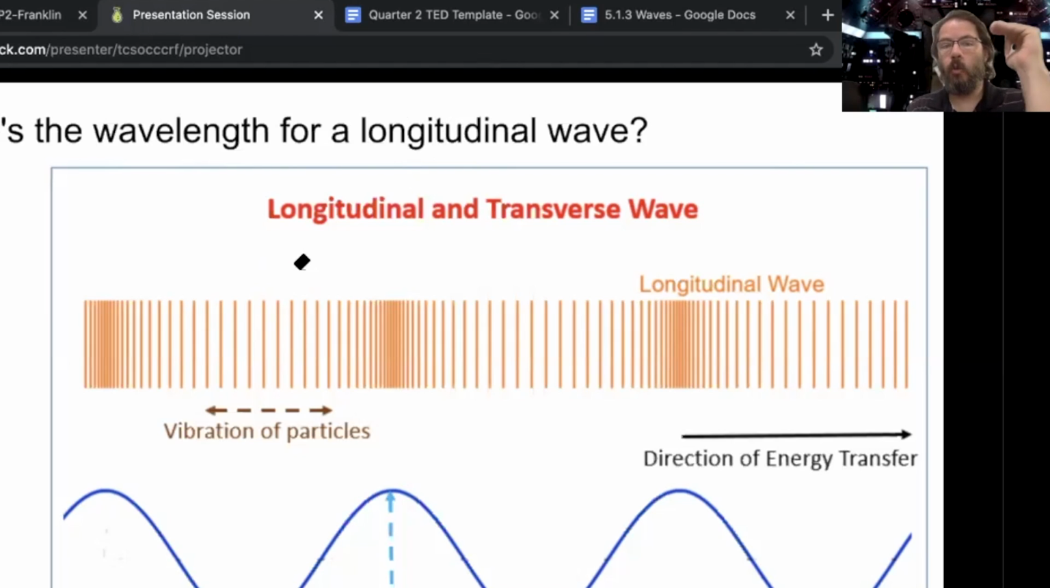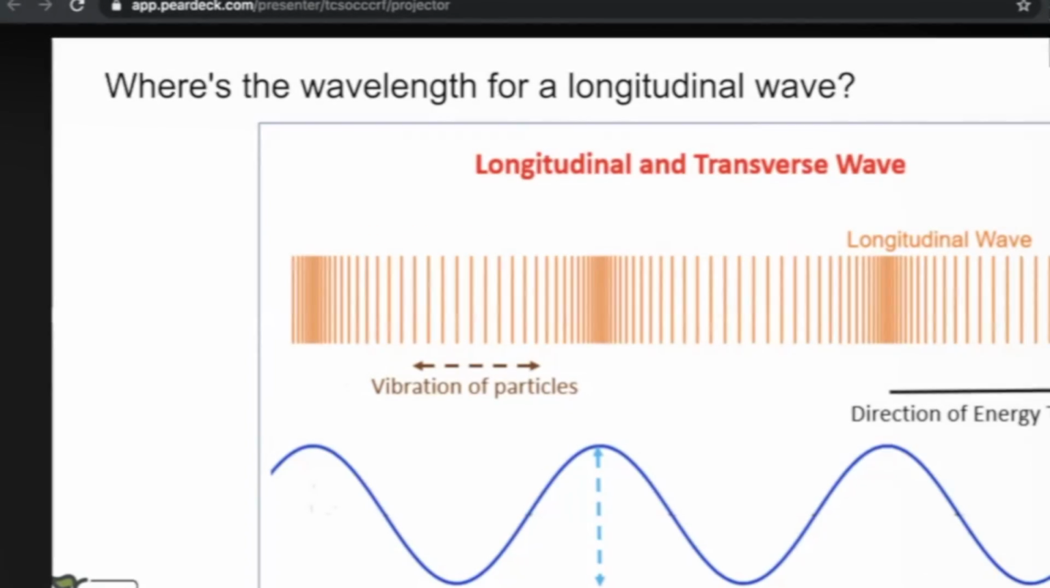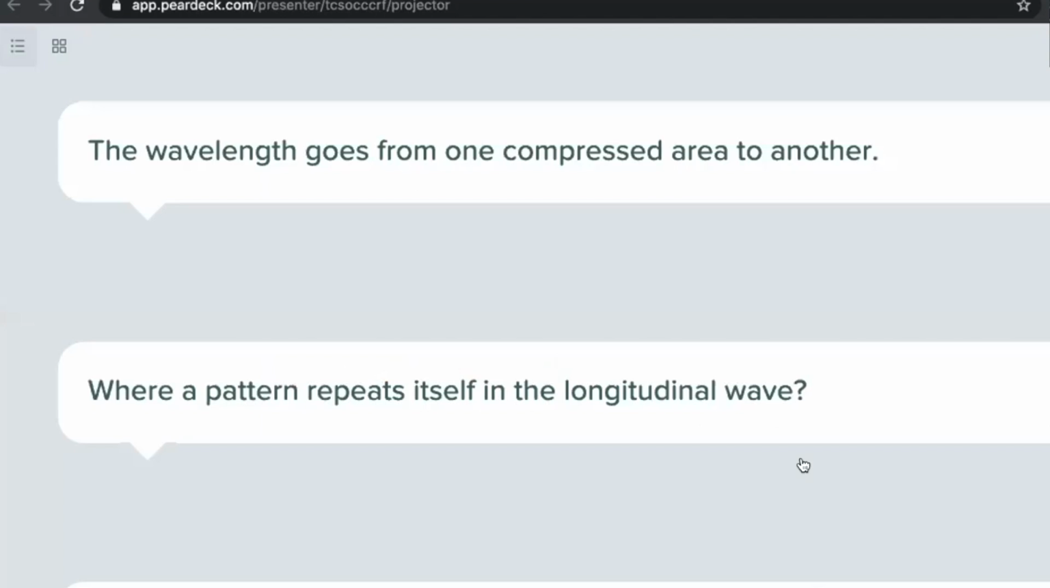Now, what's the wavelength? How do I find one wave on a longitudinal wave? What's the wavelength, or how do I find one wave? Now type that in the Pear Deck if you have not. Excellent. You said it like a question, but that's exactly correct. Okay. You guys are thinking, I like it. I'm going to go ahead and pause you if you're typing, and let's take a look at what some of you said.